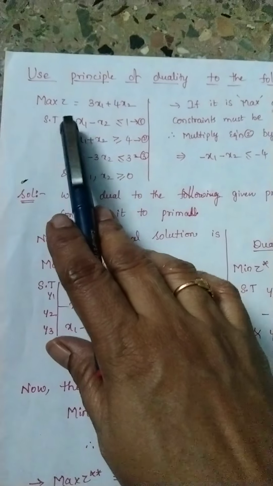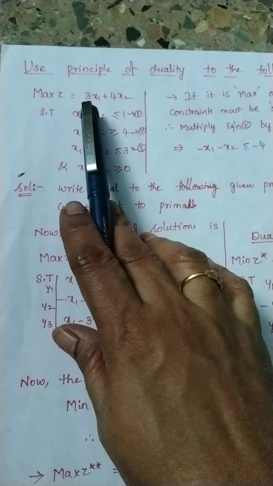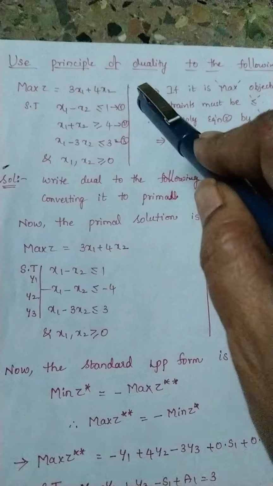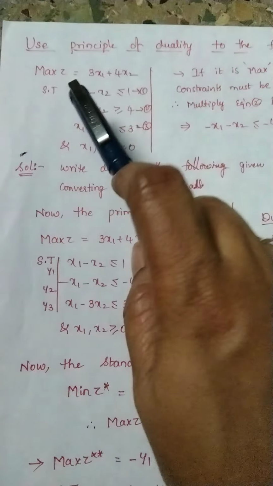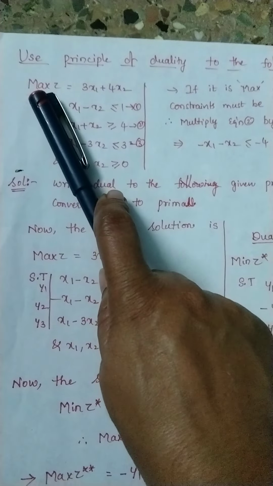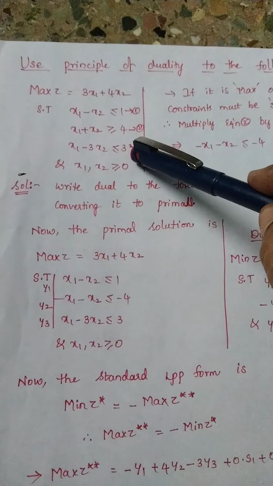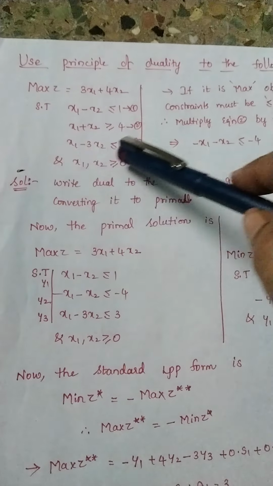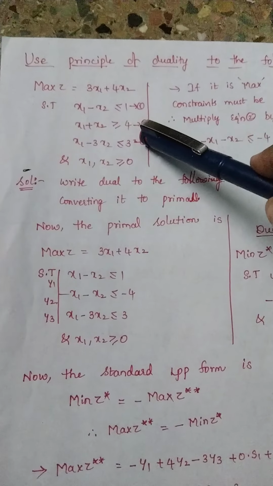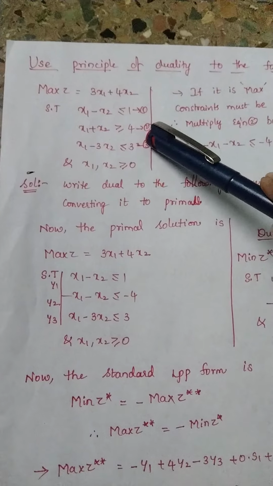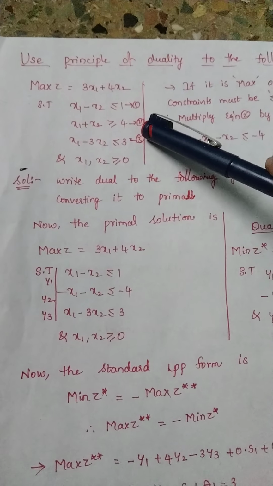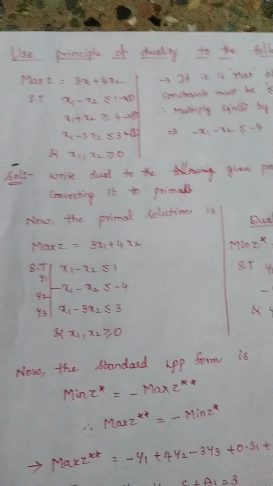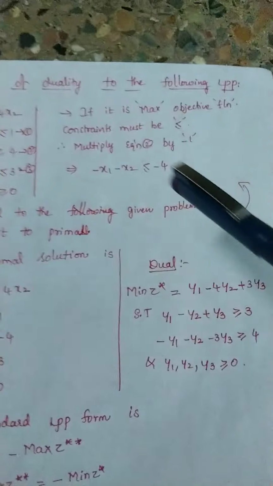Maximize z equals 3x1 plus 4x2 subject to the constraints. The condition here is that if the objective function is maximum, then all the constraints must have a less than or equal to sign. So here the second constraint is greater than or equal to. That means we multiply this equation by -1. Then the constraint symbol will become less than or equal to. That's why I have written it here.